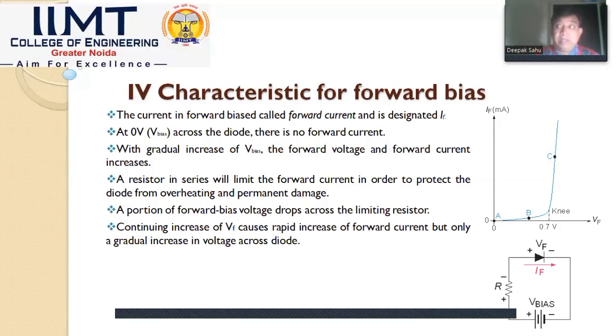So we have to be careful when designing a circuit, as to how the minimum load and safety loads have to be put, so that the diode does not burn.